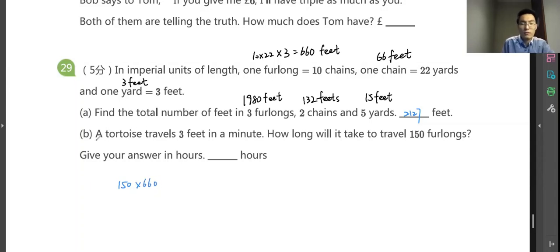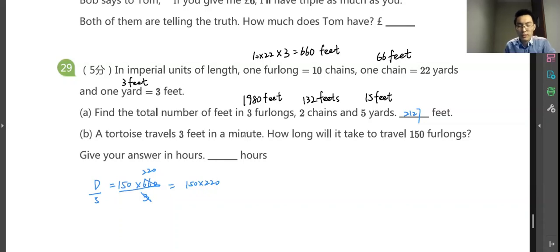And then we know the speed of the tortoise. So this is the distance, okay? So I'll use capital letter D. And if we want to find the time, what we need to do is just use the distance and then divide it by the speed, right? So divided by the speed, I'll use S to represent, which is the speed is 3 feet in a minute. Then 3 and 660, it cancels out, leaving a 220. So that will be 150 times 220.